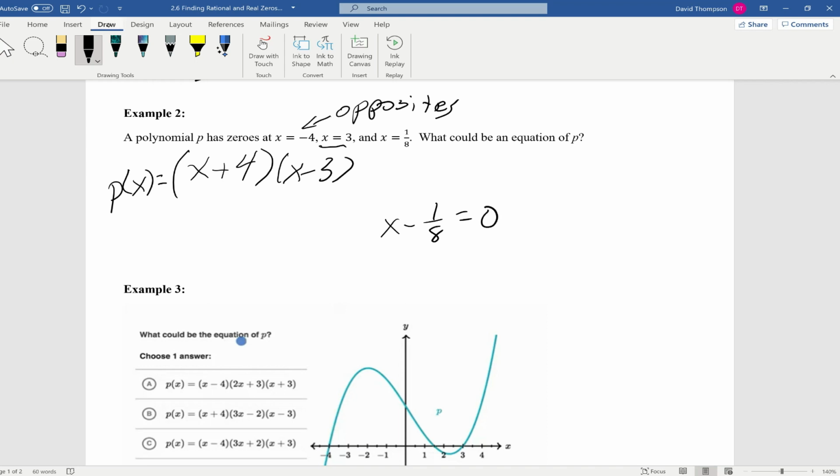But we typically don't see it written as a fraction, so we're going to multiply by the common denominator, which is 8. So it's going to be 8x minus 1 equals 0. And if we solve that, we will get 1/8. So our polynomial p is going to be (x plus 4)(x minus 3)(8x minus 1), and we are done.